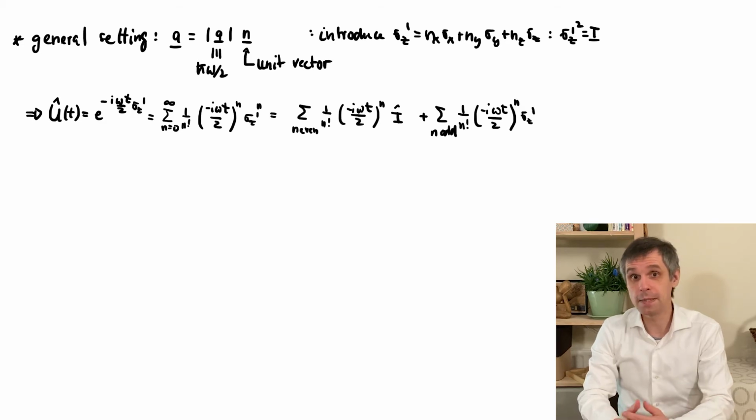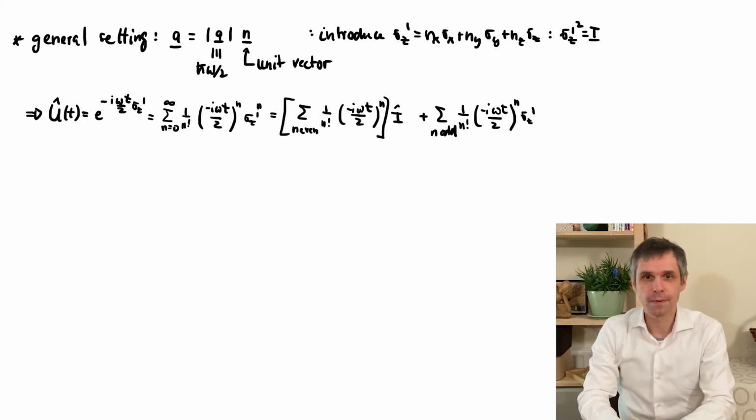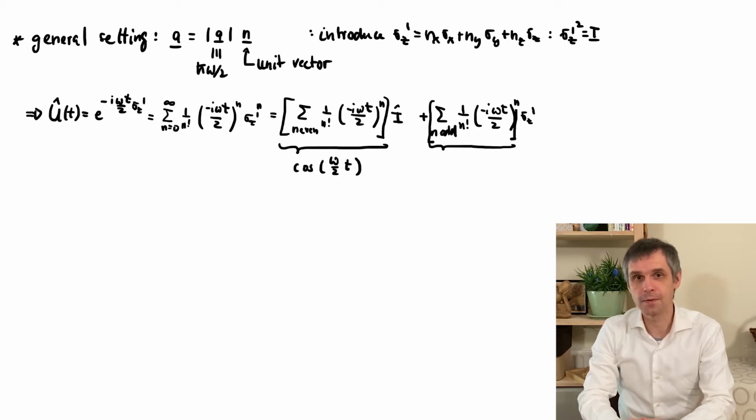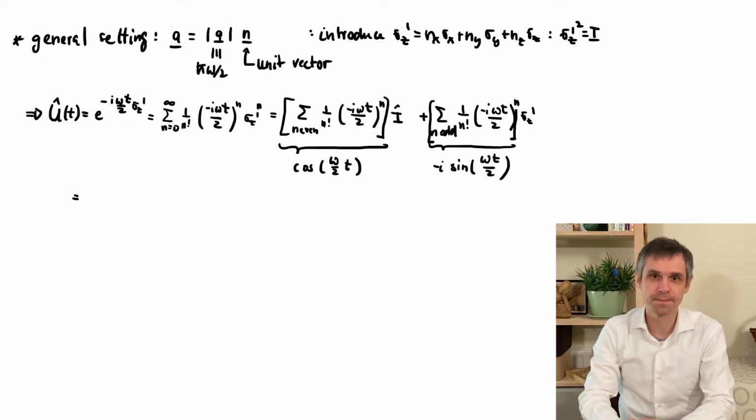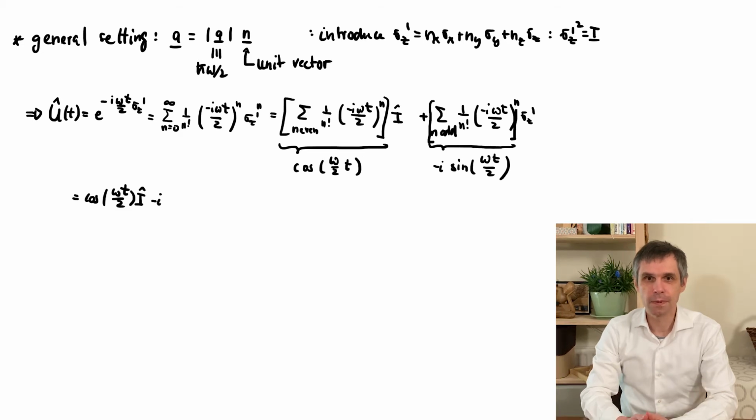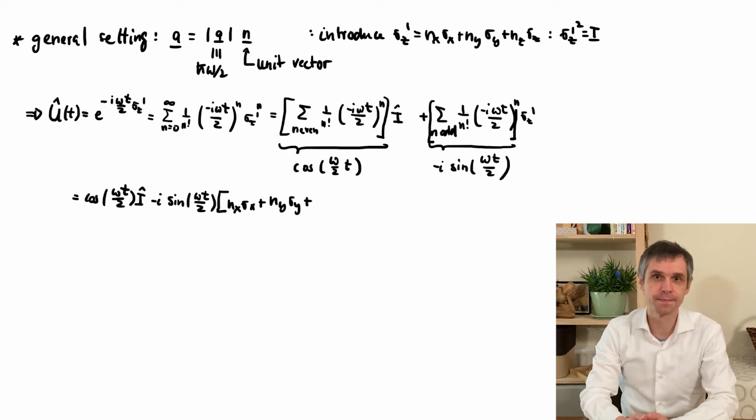So we can pull these matrices out, and what remains are ordinary power series just involving numbers, which happen to coincide with the definition of the cosine and the sine function. So we find a very explicit expression of this time evolution operator, directly written as a sum of the Pauli matrices and the identity matrix.